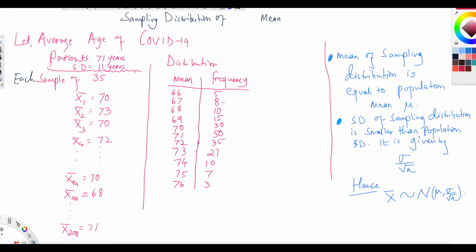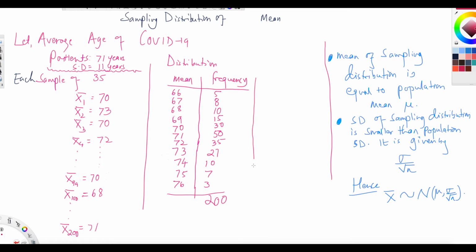There were 8 samples of average age 67, 10 samples of average age 68, 15 samples of average age 69, and 30 samples of average age 70. So the total here is, let's say, 200. Now I want to find out the mean of those means. How do I find the mean of the means?